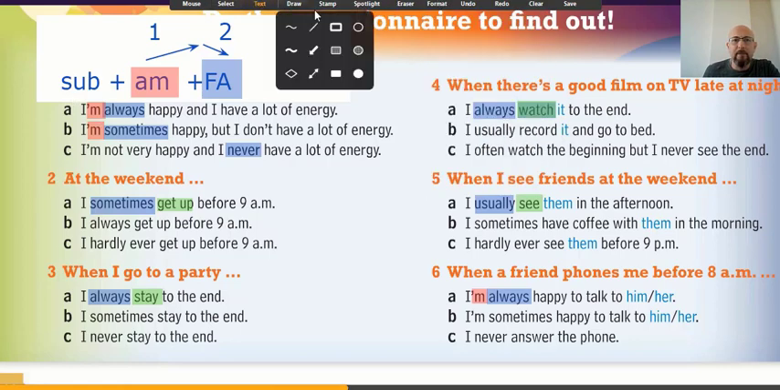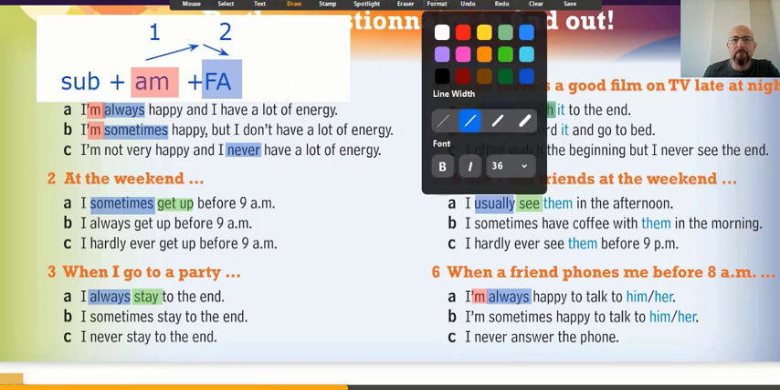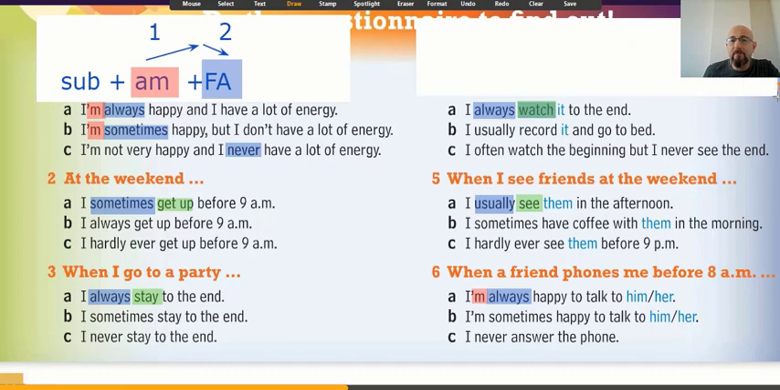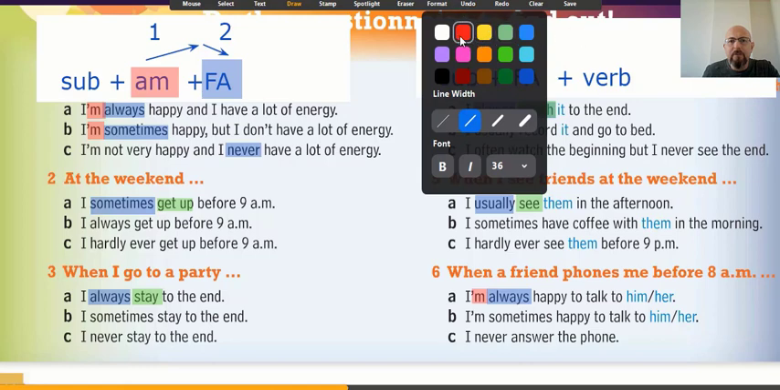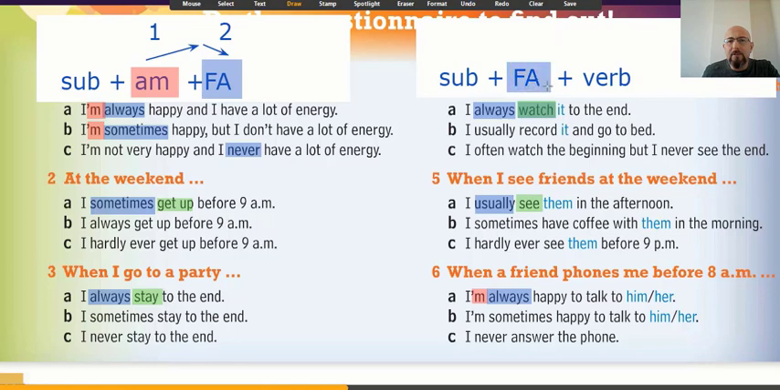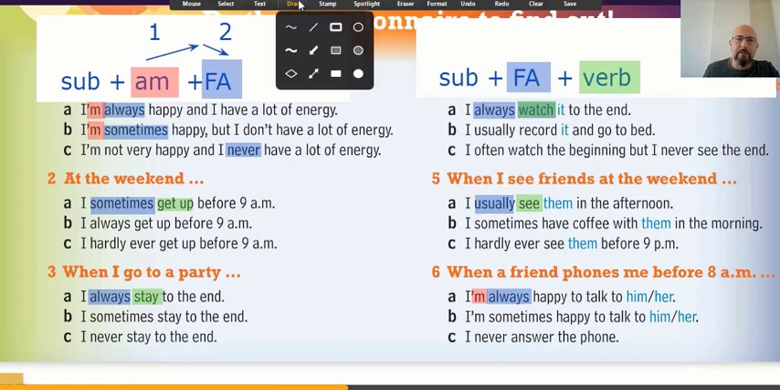If I want to do it with verb, and you can see the others the same, with verb, let's delete this here and write the same. I start with subject plus frequency adverb, after that the verb, and let's have some color here, the red, blue, frequency adverb and the verb. So frequency adverb number one, verb number two. It's the opposite here.